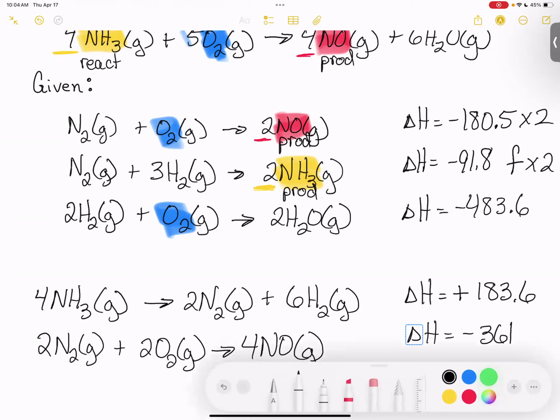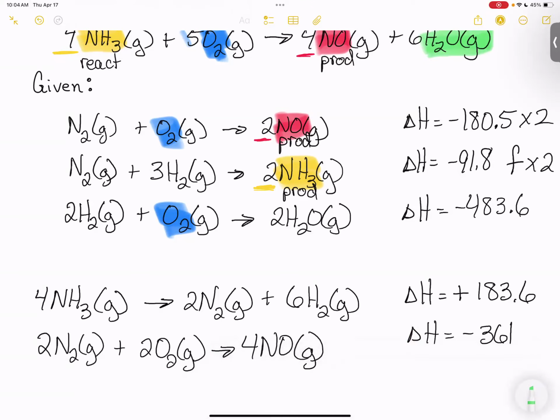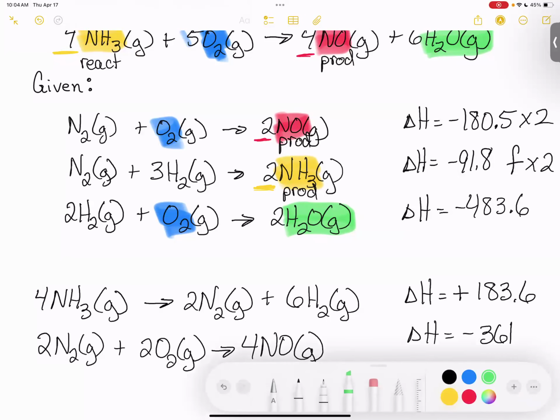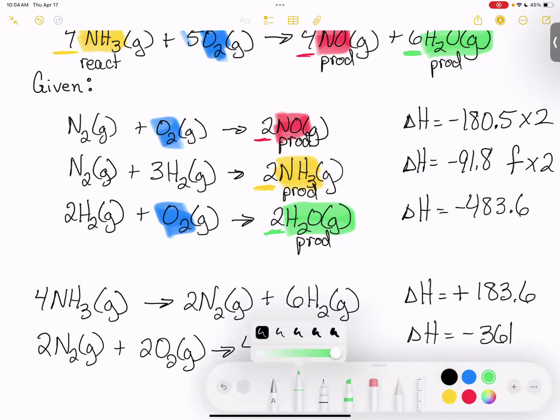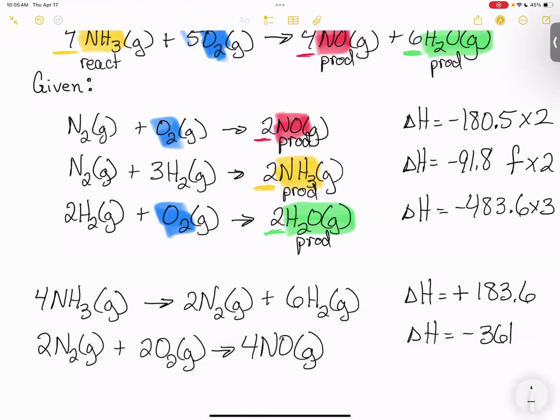The last thing I note is that I have water gas. So I find an equation with water gas. My water gas is a product, and it is a product here. So that's good. It's already established in the right direction. But what I see is I need 6 of them, and I only have 2. Therefore, I have to multiply this equation by 3.